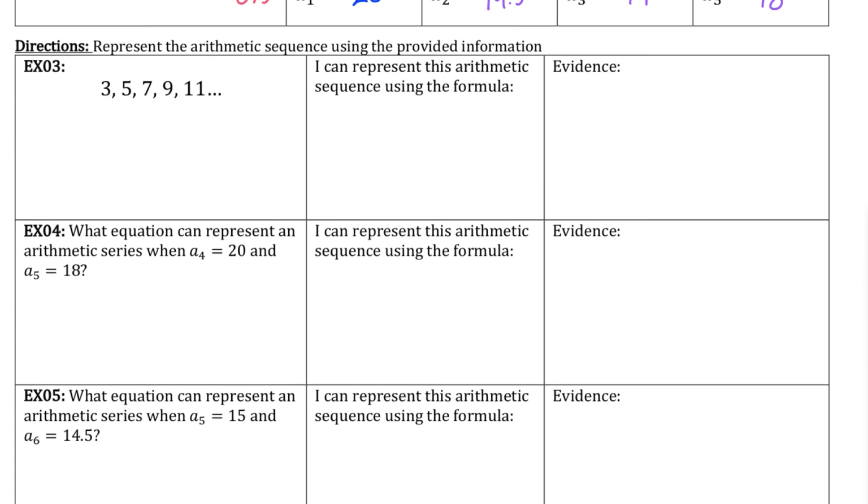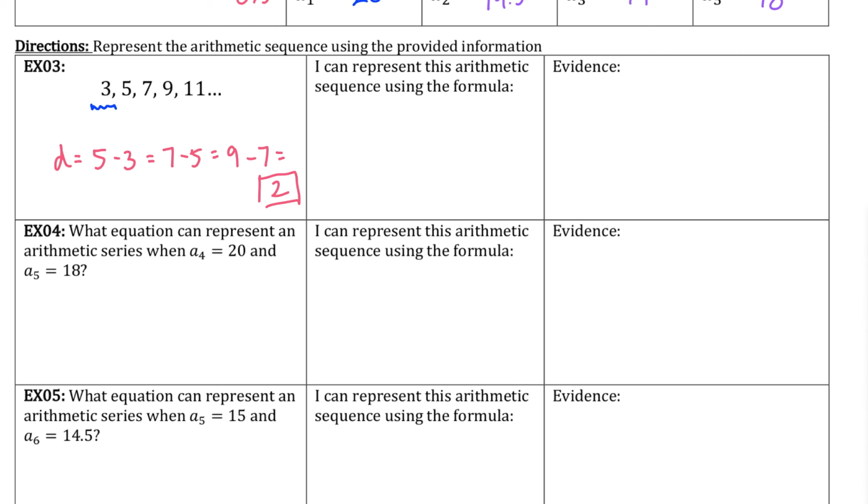Cool. So let's represent these. Okay, so let's label our first term. Our first term is 3. And let's find our common difference. So our common difference will be like 5 minus 3, or 7 minus 5, or 9 minus 7. Any of these will do. You don't have to write them all out, which is 2.